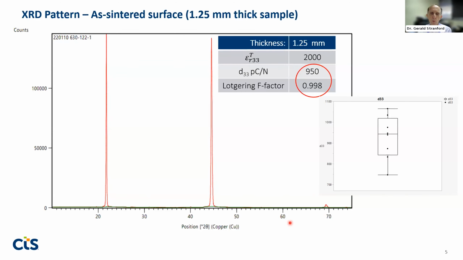So we did a lot of initial work on this, and after much trial and error and thought, we had pretty good success. You see the X-ray diffraction pattern here is dominated by the 001, 002, and then the little one over here is the 003 peaks, showing that we have a high degree of texturing. The Lotgering F factor here is 0.998, so we've actually got a very high level of texturing, and we achieved a d33 on this particular sample of 950. But to show that there is some variation, I threw in this box plot.